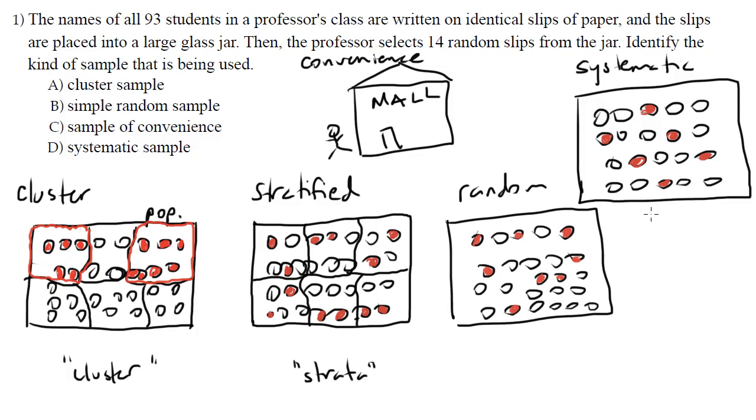So thinking about this first one, and I took a long time to get to answering this, right? 93 students' names are written on slips of paper and placed in a jar. Those 93 students are all mixed up, and then the professor just picks 14 of them from the jar. Doesn't divide them up into groups, so it's not cluster or stratified. Doesn't say I'm choosing every second or third person, so it's not systematic. It's not convenience. It sounds like a simple random sample.